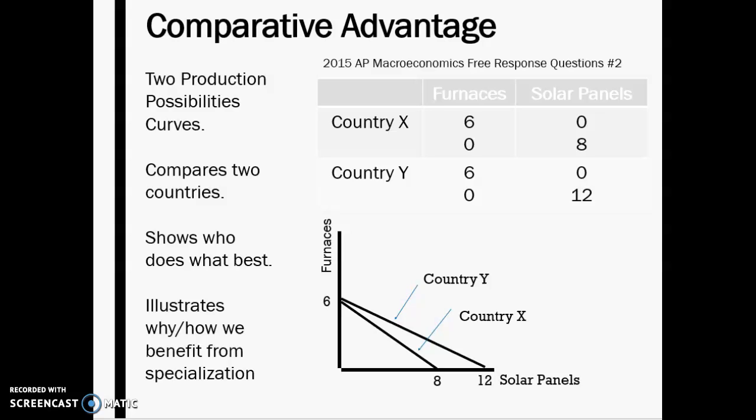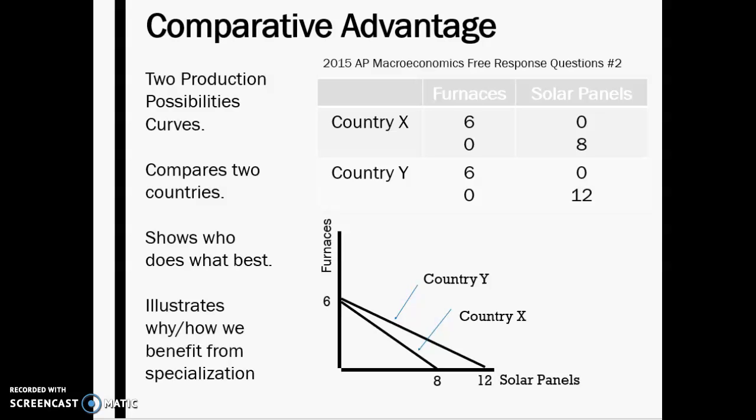Okay, and this is our last graph, comparative advantage, and it's basically you're looking at two production possibility curves. This is a 2015 AP Macro test question number 2, and in the illustration you can see that country X either can make 6 furnaces or 8 solar panels, and country Y can make 6 furnaces or 12 solar panels. And so what we're looking at is specialization, who should do what, and it's going to tell us that basically both countries benefit from specialization.